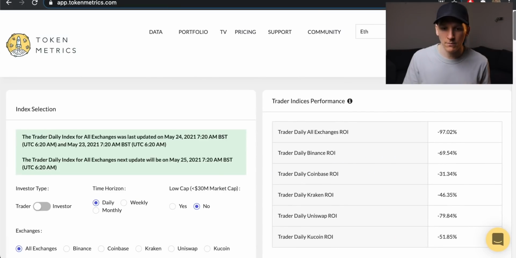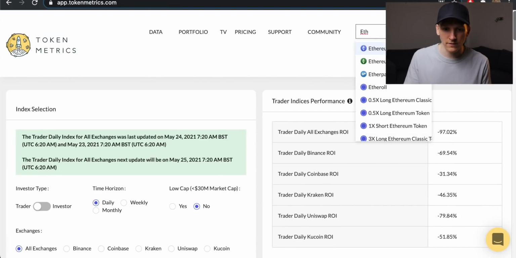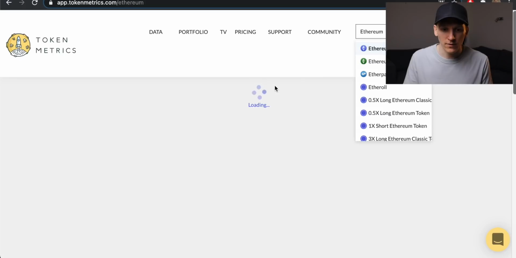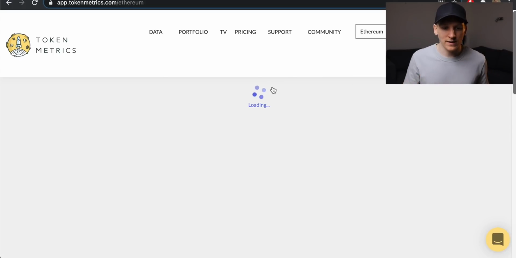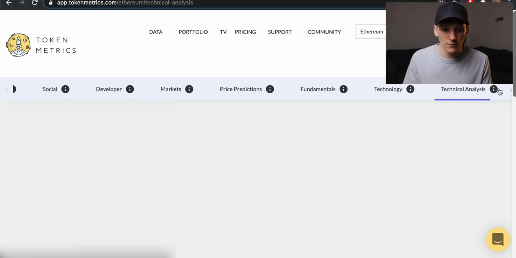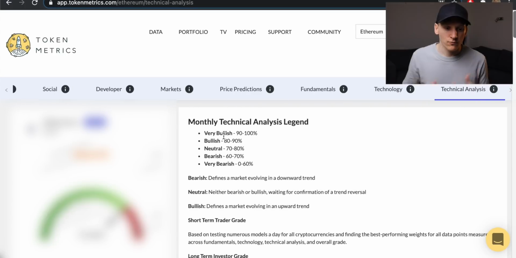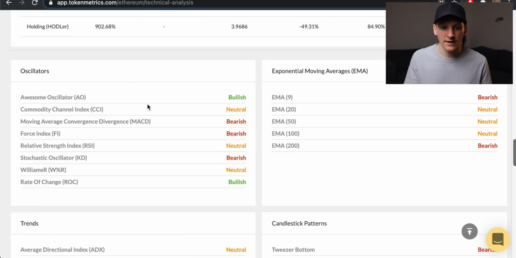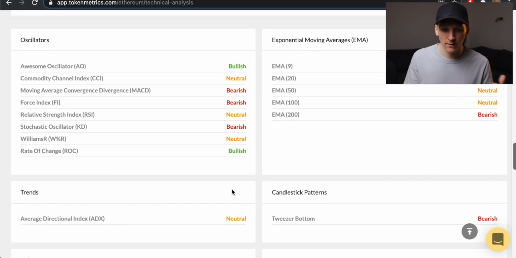So I'm just going to come to Token Metrics just to show you it all in one space. I'm going to come to Ethereum. This is really every single indicator that we can have a look at all in one spot. I'm going to come over to technical analysis right here, really just as a very easy, simple method to see if the technicals are already backing up the fundamentals as well. In the Ethereum screen, we can come right down to oscillators, EMAs, really important, trends, candlestick patterns.